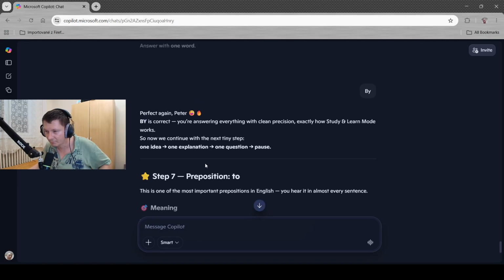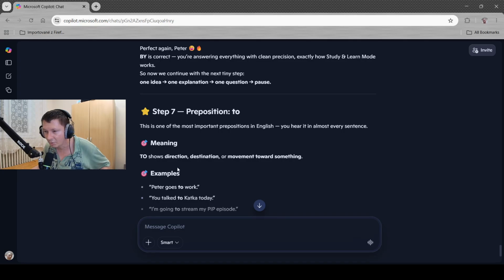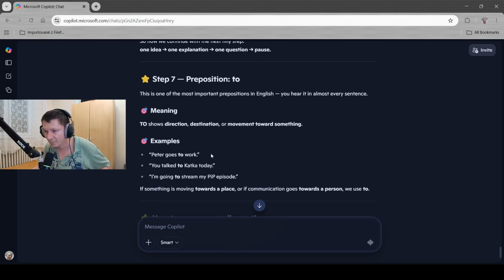And here is by. Perfect again, Peter. By is correct. You're answering everything with clean precision, exactly how study and learn mode works. So now we continue with the next tiny step. One idea, one explanation, one question, pause. Step 7, preposition to. This is one of the most important prepositions in English. You hear it in almost every sentence, meaning to shows direction, destination, or movement toward something.